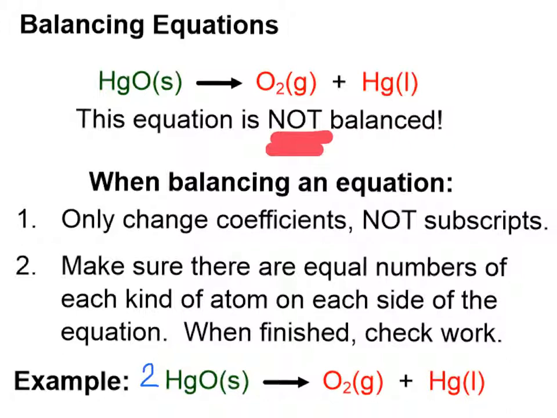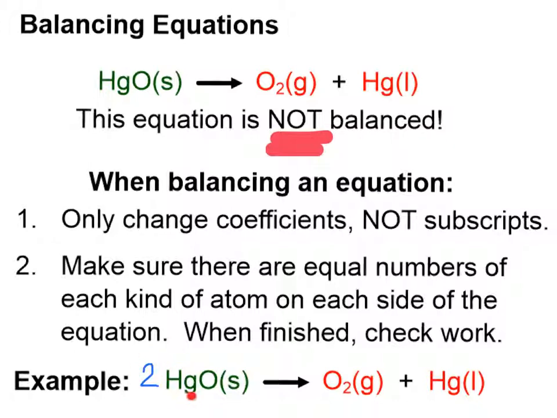That's better. We're going to add a coefficient of 2 in front of our mercury(II) oxide. So now, is this going to be balanced? If I have 2 oxygens on the left side of this arrow, do I have 2 oxygens on the right side? I do. There are 2 oxygens right there.